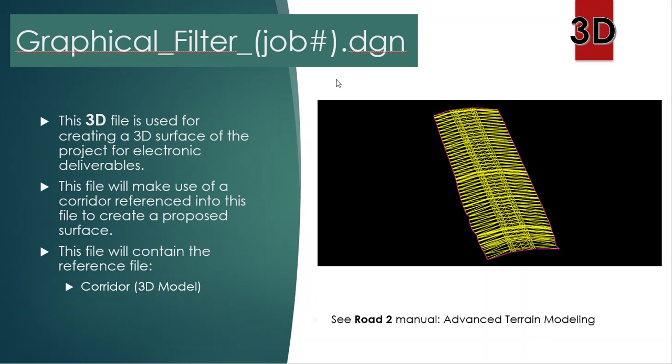The file will contain the reference file corridor, mostly the corridor, and then after you create it, you pretty much detach it and use the surface as it is, and then you'll end up selecting that surface and then choosing an option to export to LandXML, and that's how you'll get your electronic deliverables. You can see more of that in the Road 2 manual. In the advanced terrain modeling, we cover 4 ways of doing it.